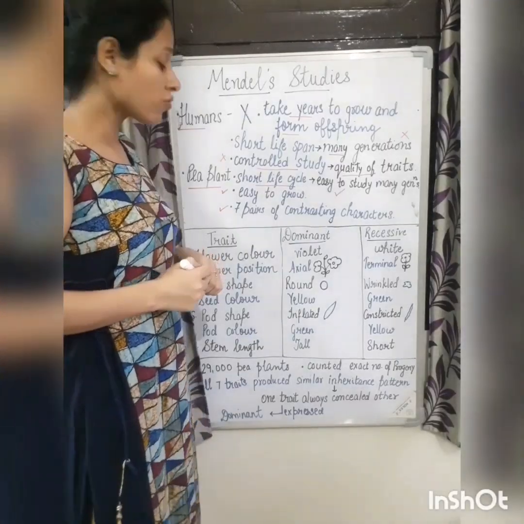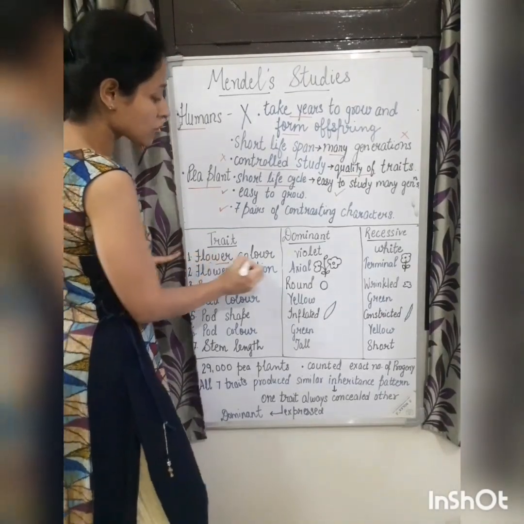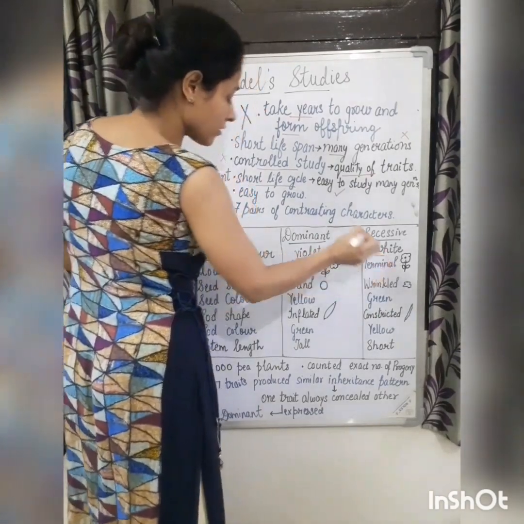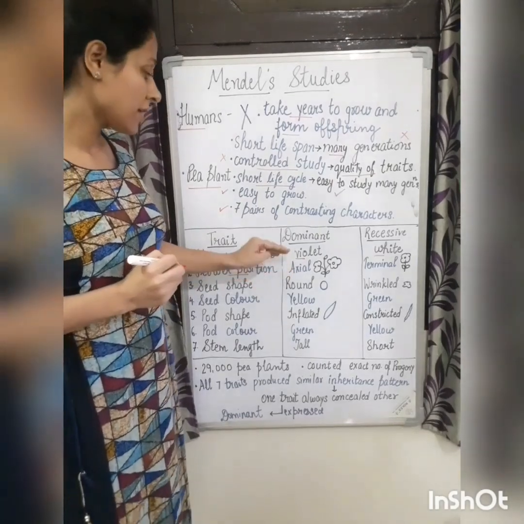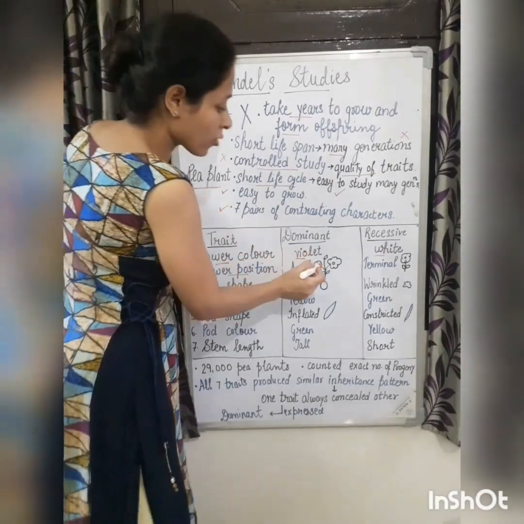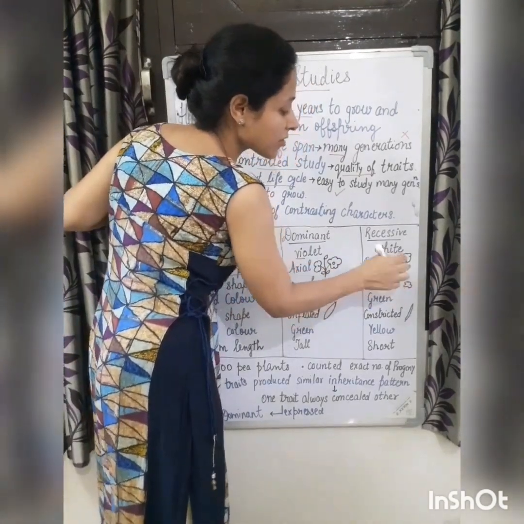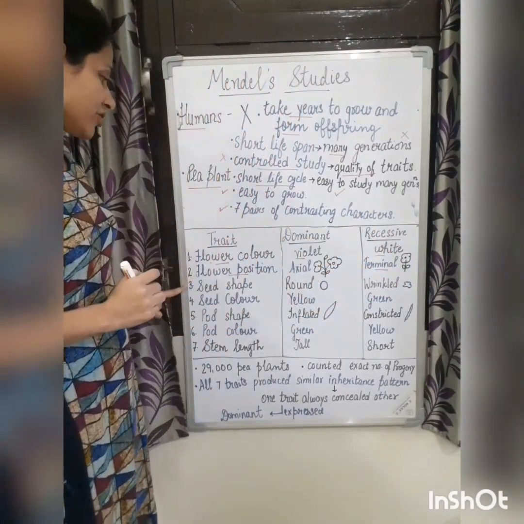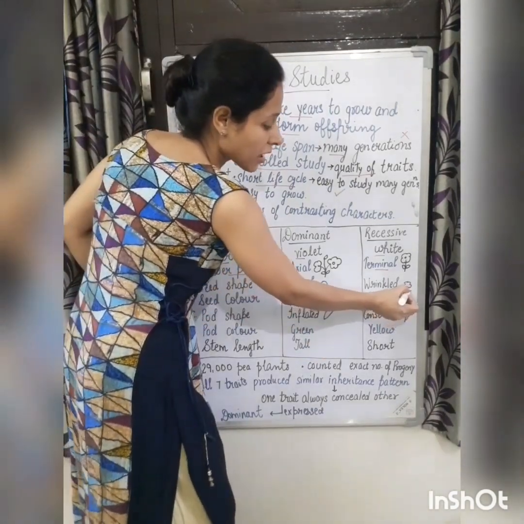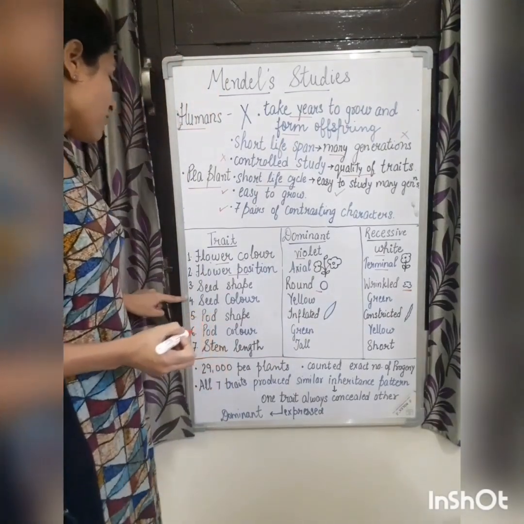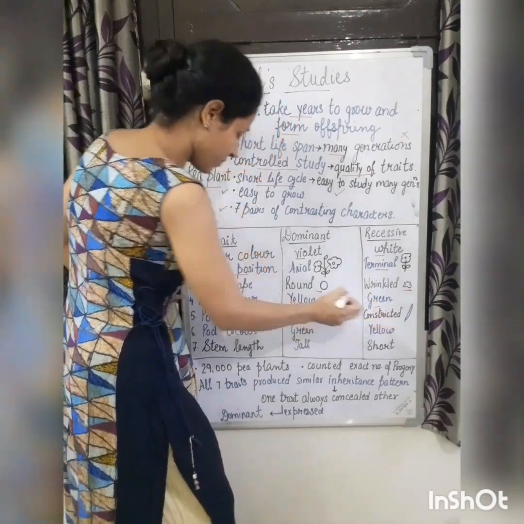So let us understand what were the traits that Mendel studied. First is flower color. Flower color was either violet or white. Second, flower position. Flower position was either axial, that means along the length of the stem, or terminal, that means the flower was at the top. Third, seed shape. Seed shape could be either round or wrinkled, that is, there are wrinkles in the seed. Fourth is seed color. Seed color was either yellow or green.